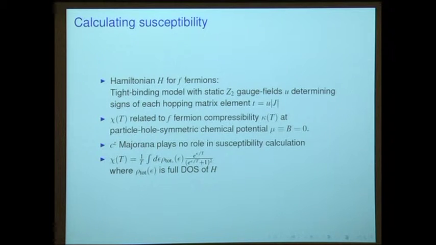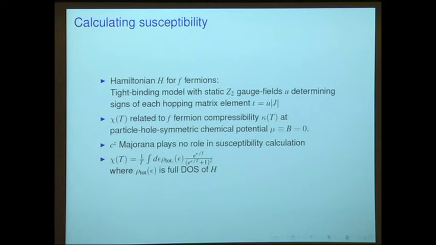So to summarize this part, if I want to calculate my susceptibility in this diluted spin liquid, I should write down the Hamiltonian for these F fermions, which is just a tight binding model on the honeycomb lattice with some arbitrary pattern of Z2 fluxes. And I should go into the low temperature sector, which is the sector in which the Z2 fluxes are such that the fermion energy is a minimum, and then I should compute the compressibility in that sector. For low enough temperature, that's the answer, up to projection.